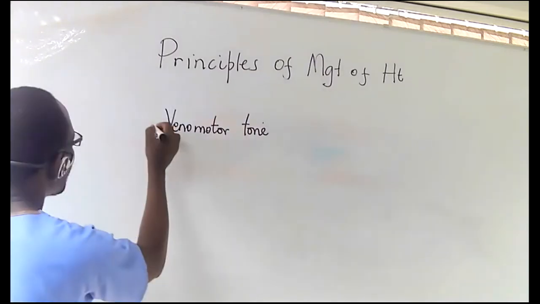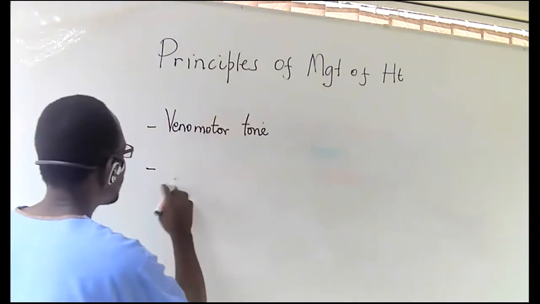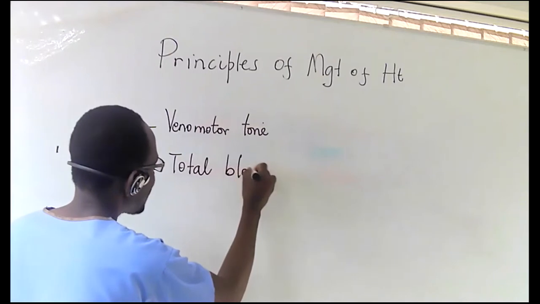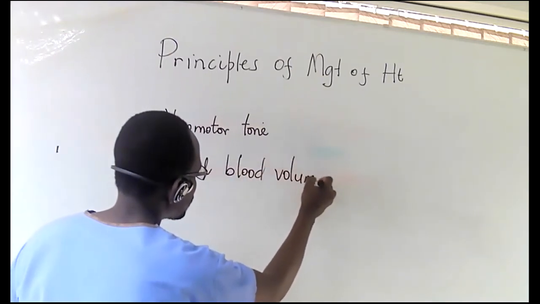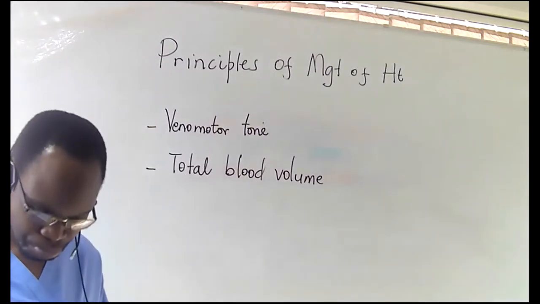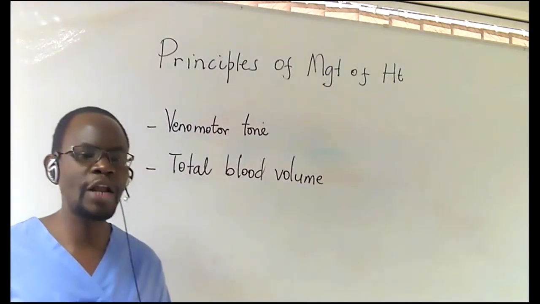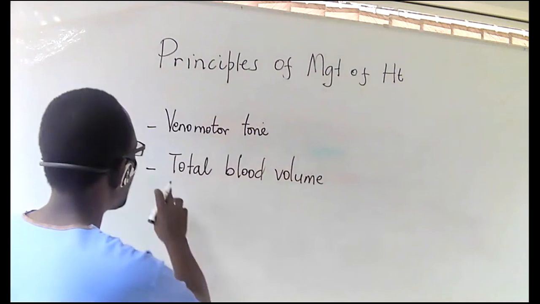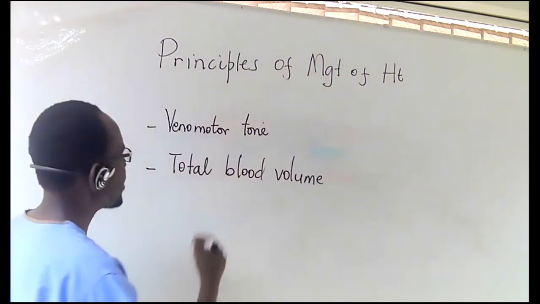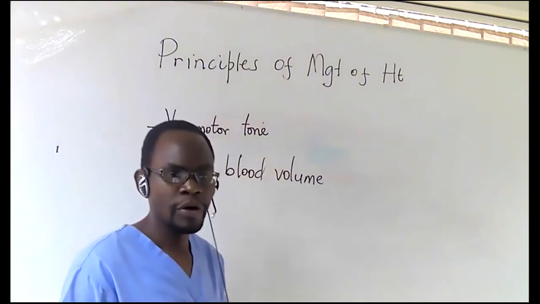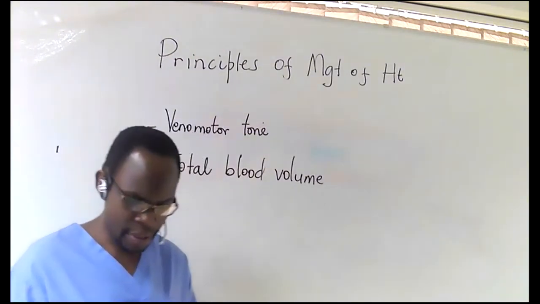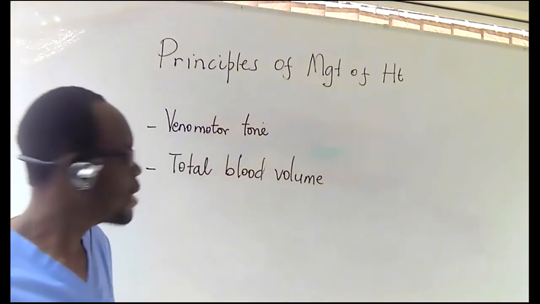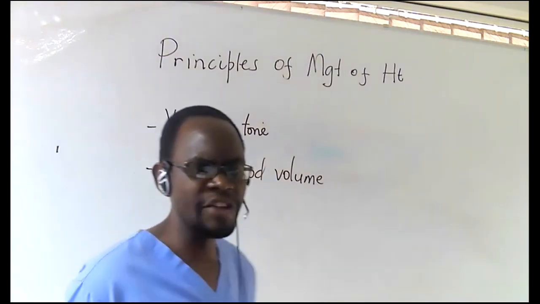And then the other thing that determines the preload is the total blood volume. If you have quite a lot of blood in your system, a lot of blood volume, then that means you're at risk of getting hypertension. All right. So, basically, those are the principles of management.